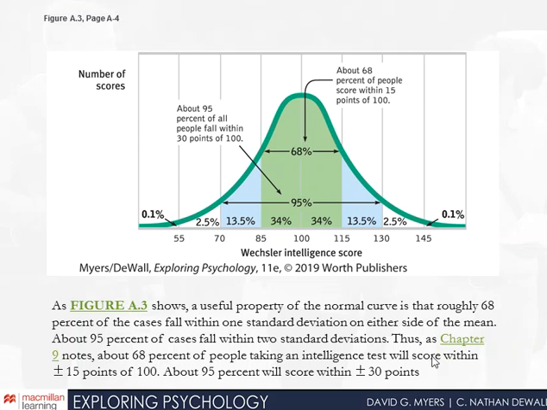Thus, as Chapter 9 notes, about 68% of the people taking an intelligence test will score within plus or minus 15 points of 100. About 95% will score within plus or minus 30 points.